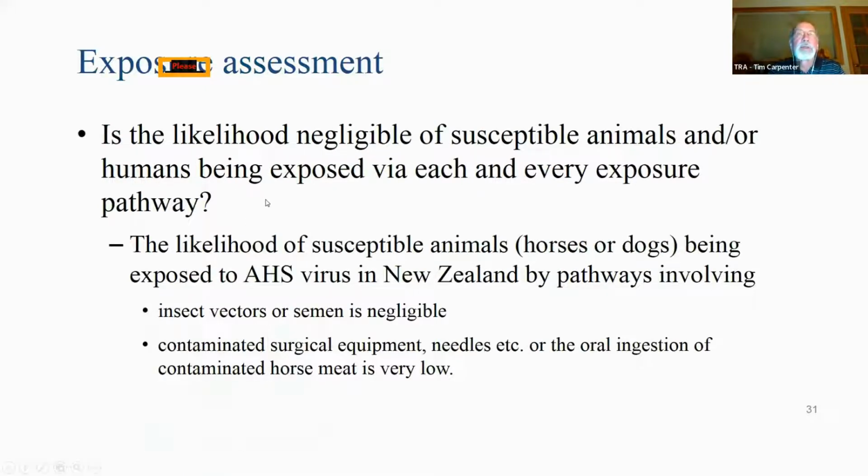Now, if we look at exposure coming into the country and infecting other animals, we've gone through those steps and looked at the likelihood of horses or dogs becoming infected and how that might occur. In New Zealand, we don't have the insect vectors, and I say we because Noel and I spent several years there in various jobs working with people in the country and have a bit of a knowledge of that country. So no midges, and it's very low that contamination or spread may occur through the route of contaminated equipment or needles.